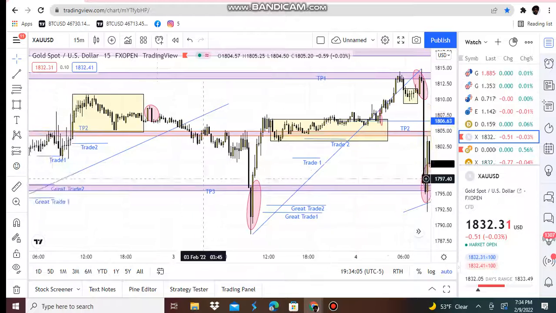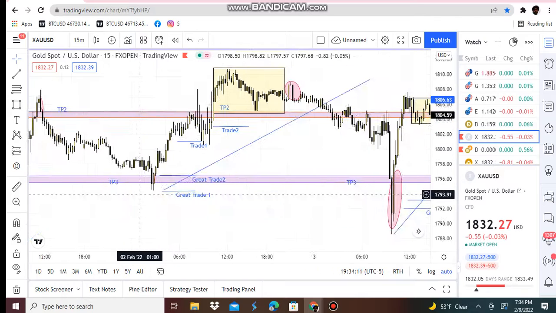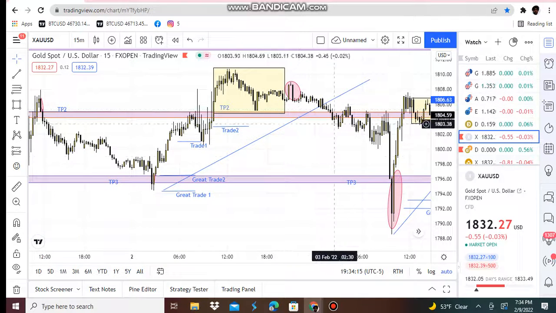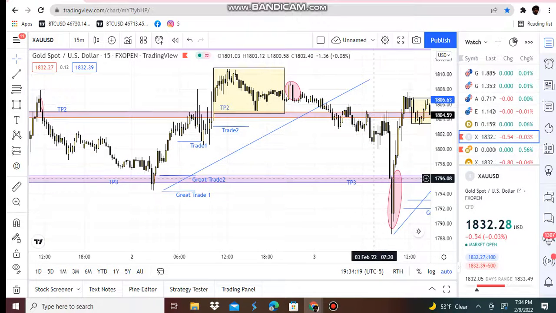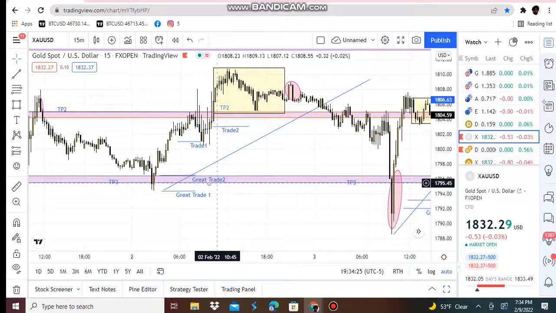As we go back, I can show you. This took 2 weeks to happen, from February 1st to February the 9th. This is February 2nd and 3rd, and you're trying to swing trade this, and it stops you out. So it's important to pay attention to what price is showing you, and not to enter a trade too early or too late.